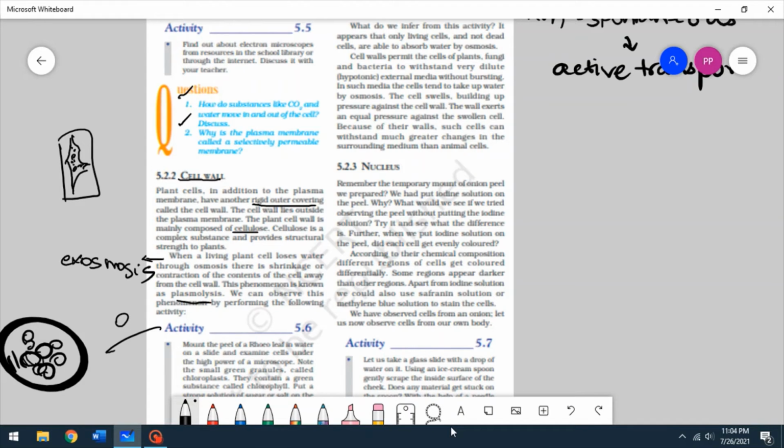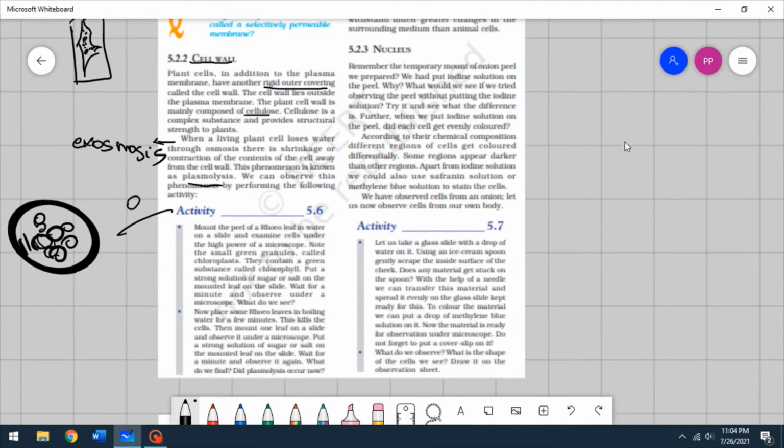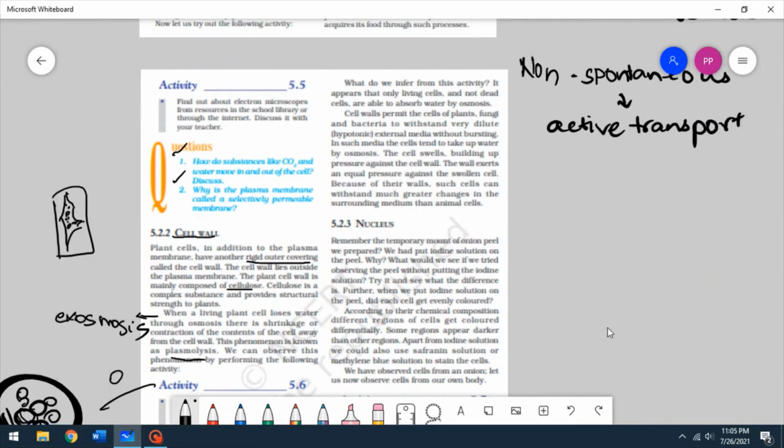That's the concept of plasmolysis. So the definition would be: the shrinkage or contraction of the contents of the cell away from the cell wall is known as plasmolysis. And I just repeated what was given in the textbook, because that was one of the definitions that I had to memorize, because my teacher said it was important that I write the exact definition or write loose points. Alright, so keep that in mind, maybe just memorize that definition.